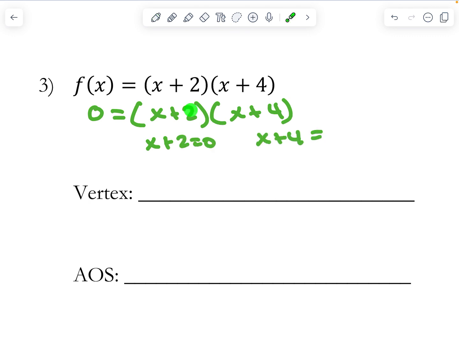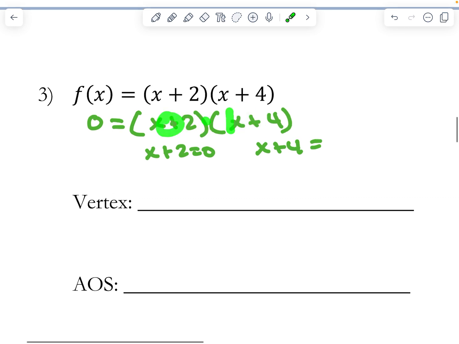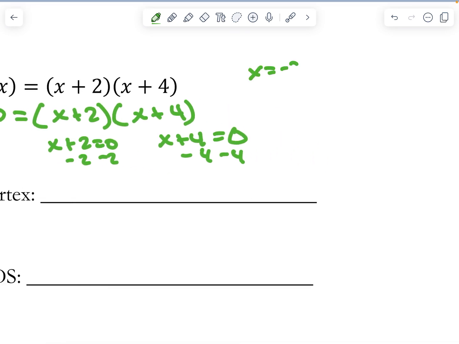Well, if this ends up being 0, this could be infinity. It doesn't matter, right? 0 times infinity is still going to be 0. 0 times 127 is still going to be 0. And the same thing vice versa. If this is 0 here, it doesn't matter what the first thing is. It could be 1, it could be 2, it could be 18 times 0. It doesn't matter. It's still going to be 0. So by finding the two zeros, we can actually just graph right away our zeros, our x's. X is -2, x is -4, so -4.